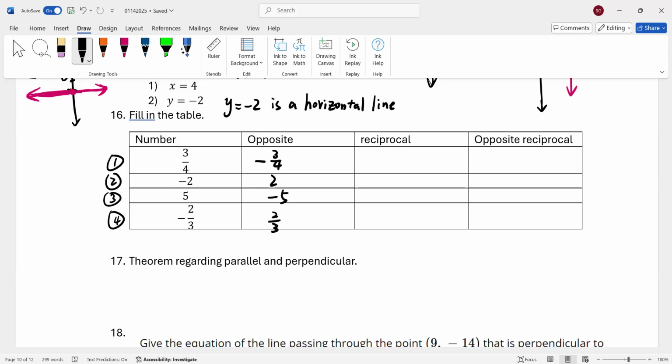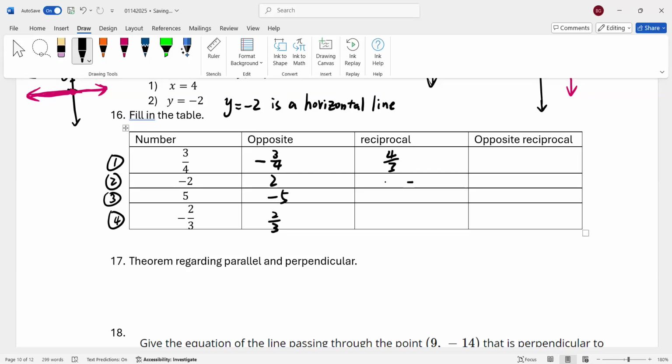So number 1, the number is a positive 3/4. The reciprocal is still positive, but it is 4/3. We flip or swap the top and the bottom. 4/3. Interchange the numerator and denominator. That is reciprocal. Number 2, -2. So the reciprocal is still negative.